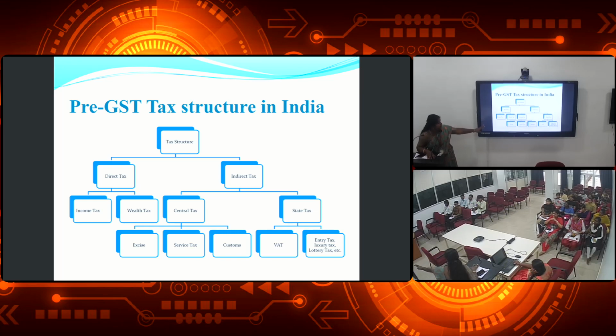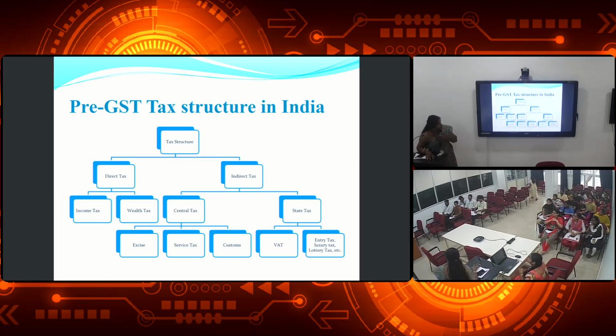In direct tax we have what? Income tax and wealth tax. And in indirect tax we have central tax and state tax. Central tax is collected by the central government, and state tax is collected by the state government. In central, what is collected? Excise tax, service tax, and customs tax. Okay, in central, excise tax and service tax are collected, then customs tax is collected.